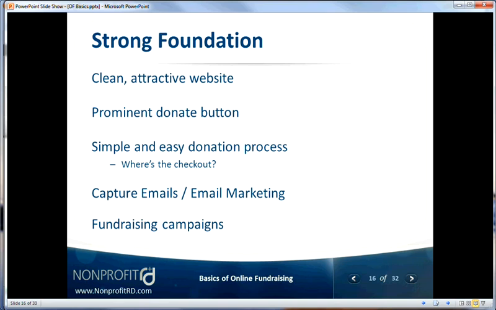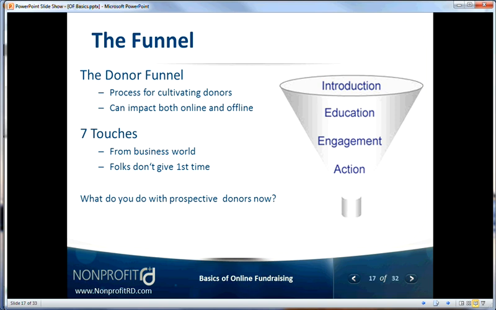You also want to be capturing emails. Super important to be capturing emails. Email marketing is still the number one way that nonprofits raise money online. We'll talk about that at the end. And fundraising campaigns, we're going to go into in much more depth here coming up next.